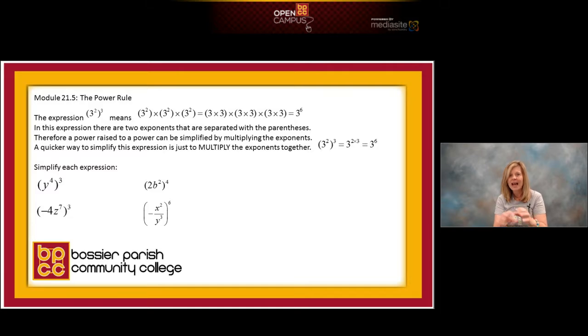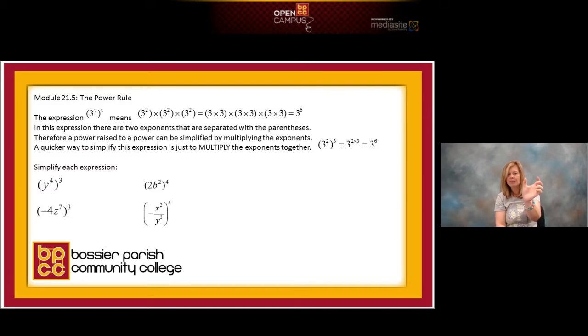Now if I want to take out that middle step of doing all that writing, how can I look at 3 squared cubed and in my head get 3 to the 6th? Well, think about this, guys. There's 2 exponents, a 2 and a 3. You've got your 2 superscripts. And between them, there's a parenthesis. What does parenthesis mean to do in algebra? That's right. It means to multiply.